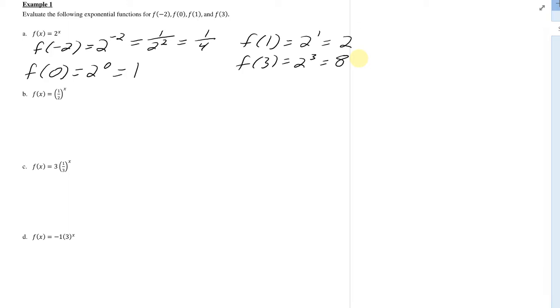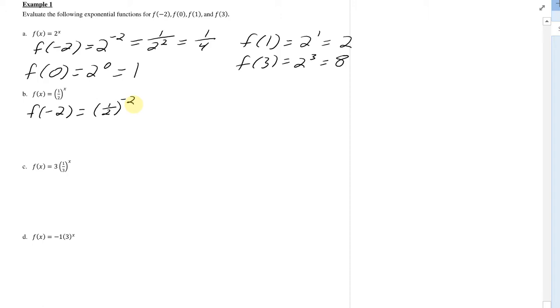Okay, so I'll do one more with you. So now let's do this next one. Now I've got 1/2 to the x. We're going to do the exact same set of evaluations though. So I've got f of -2. Now this is going to be 1/2 to the -2.